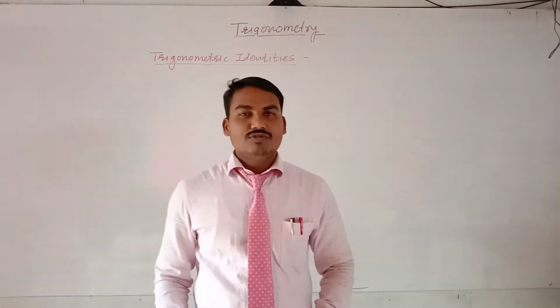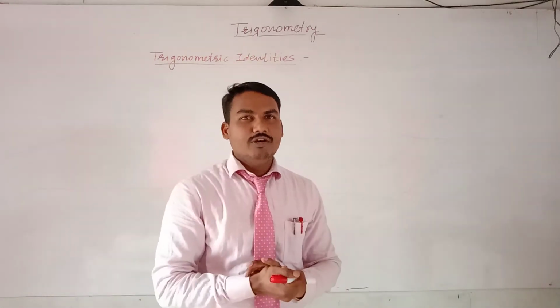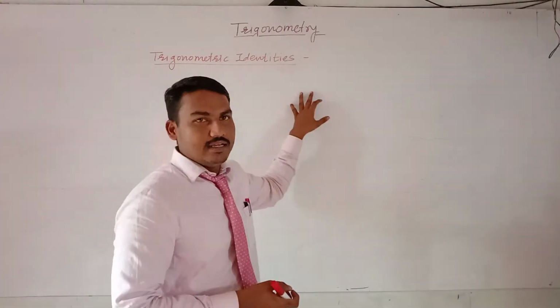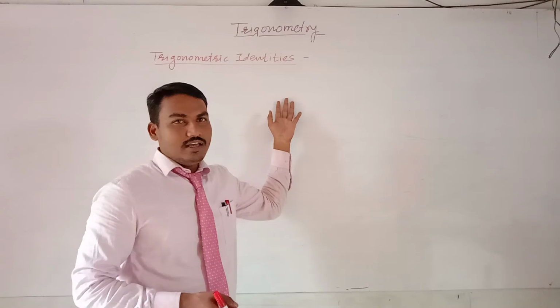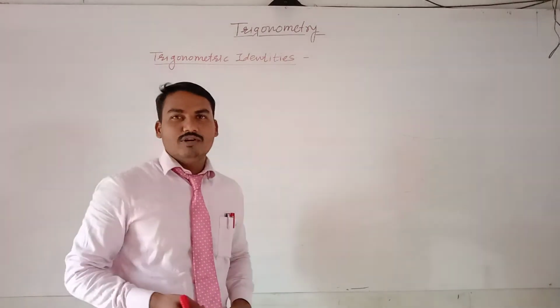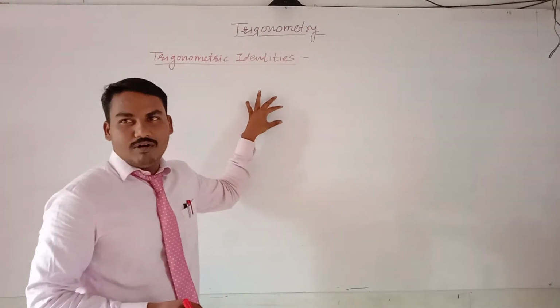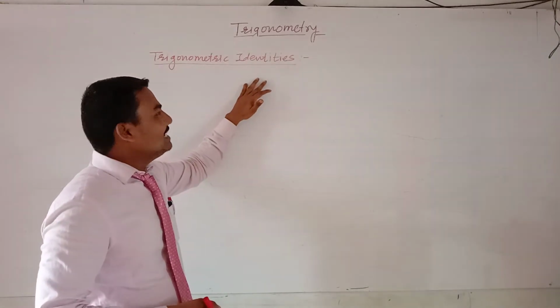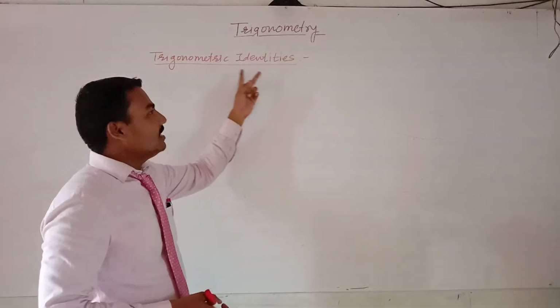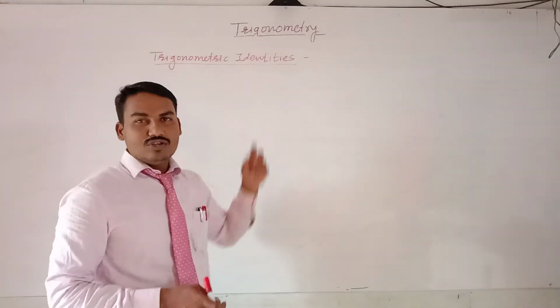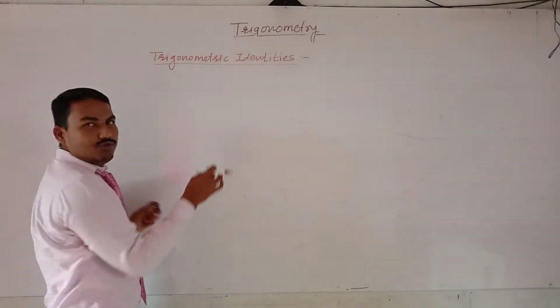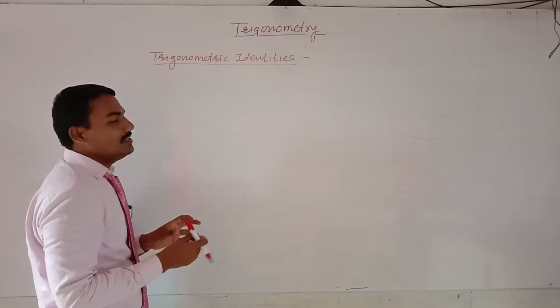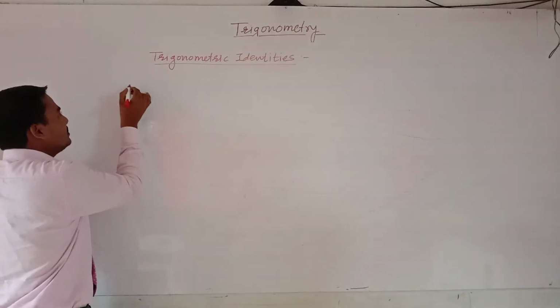Good morning students. So today we have to see the next topic of introduction to trigonometry, that is the trigonometric identities. As far as our CBSE board exam is concerned, this topic is very important. So today we have to see in detail the trigonometric identities. There are three basic trigonometric identities given to you. Now we are going to see these three trigonometric identities.